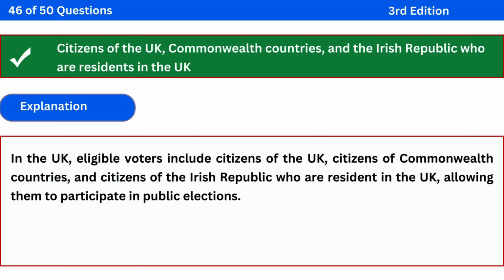The correct answer is citizens of the UK, Commonwealth countries, and the Irish Republic who are residents in the UK. Explanation: in the UK, eligible voters include citizens of the UK, citizens of Commonwealth countries, and citizens of the Irish Republic who are resident in the UK, allowing them to participate in public elections.